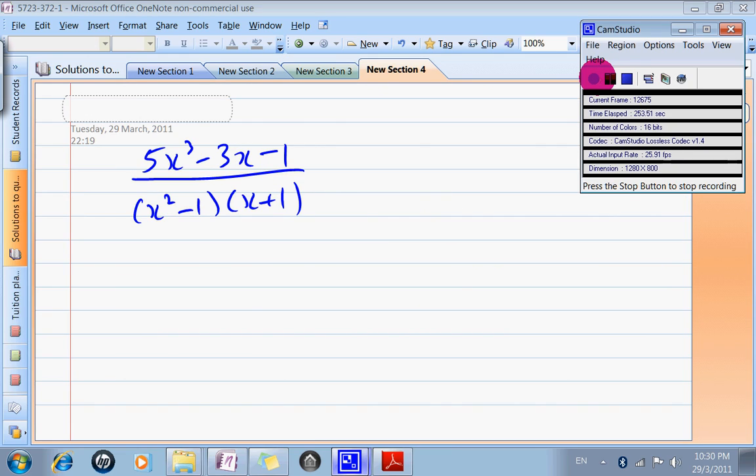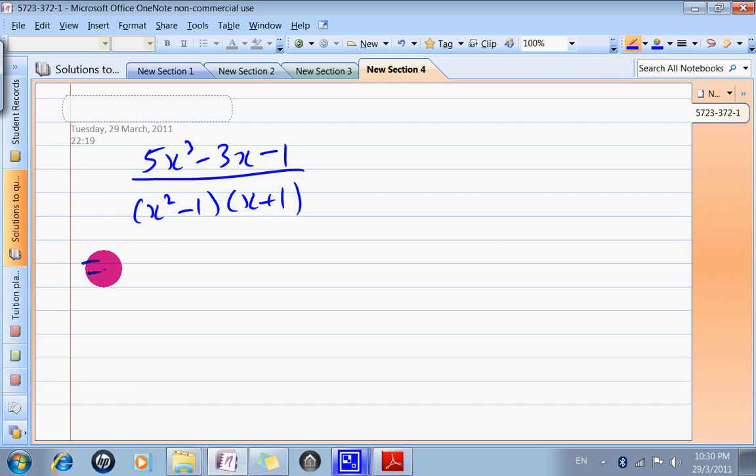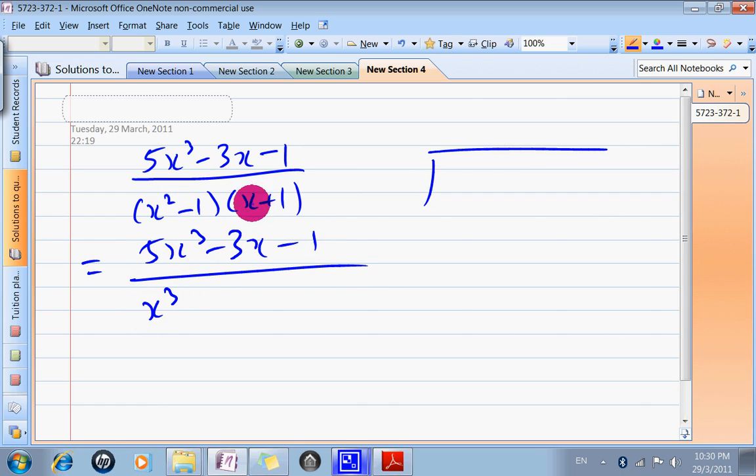Now let's look at our second example. In this second example, we look at the numerator and the denominator and we discover that the numerator is x cubed, the denominator is x cubed. So it's an improper fraction. So for improper fraction, we must break it into proper fraction. So we're going to write down the 5x cubed minus 3x minus 1 over x cubed plus x squared minus x minus 1. So we're going to divide this divided by this.